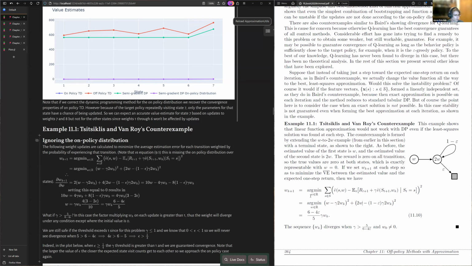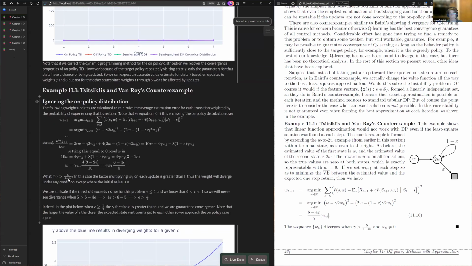Again, we have this multiplicative factor on W. If gamma times this is greater than 1, then the conclusion is that these weights will continue to grow indefinitely, even though the correct values are actually 0. And it depends on epsilon. Now, we know that gamma is always less than or equal to 1 in this problem.